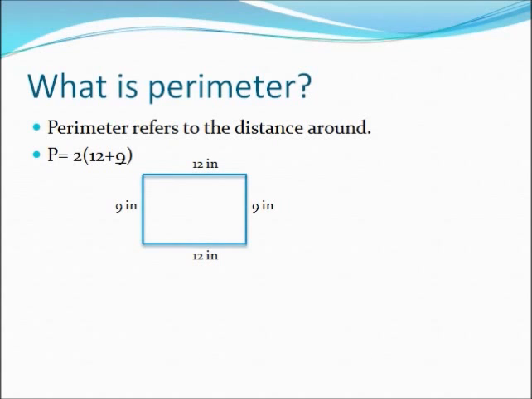Now let's look at if I were to number my sides. I have one side that is 9 inches, and the opposite or parallel side to that is also 9 inches. And then I have another side that is 12 inches, and the parallel side to that is also 12 inches. So my perimeter is 2 times (12 plus 9), or 2 12s plus 2 9s.